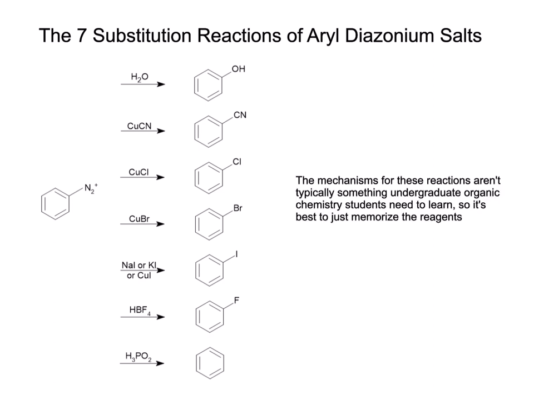The mechanisms for these reactions aren't typically something undergraduate organic chemistry students need to learn, so it's best to just memorize the reagents and what products they form. How to create an aryl diazonium salt and then substitute it with something else is a frequently tested question in many organic chemistry classes. So starting with a benzene, how would we create the aryl diazonium salt?